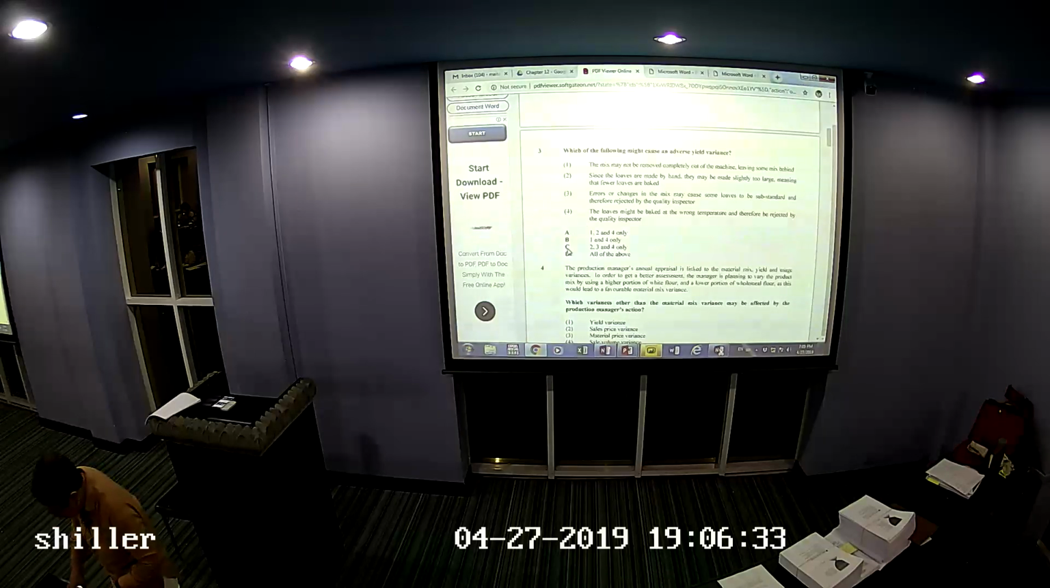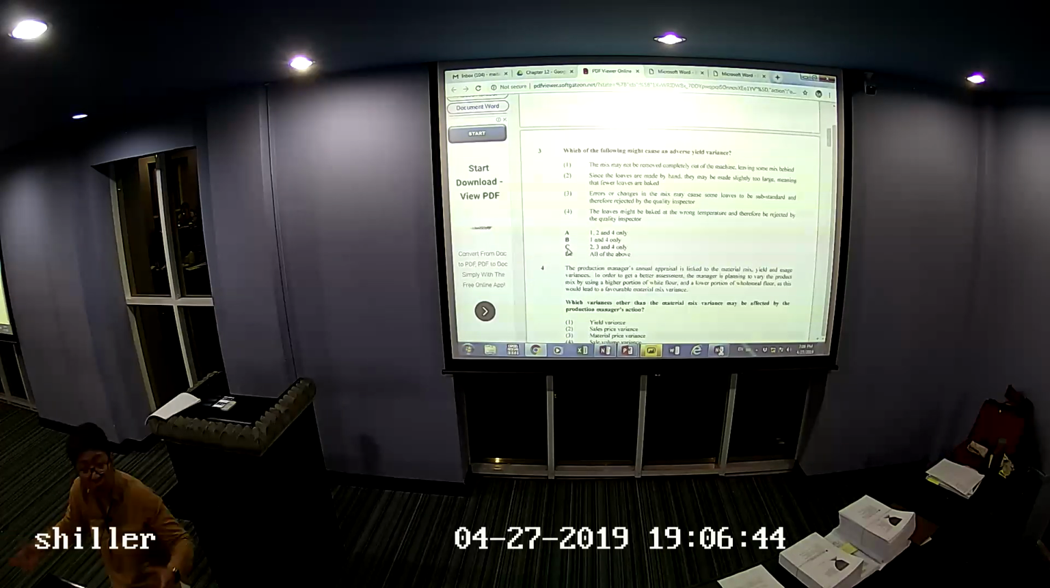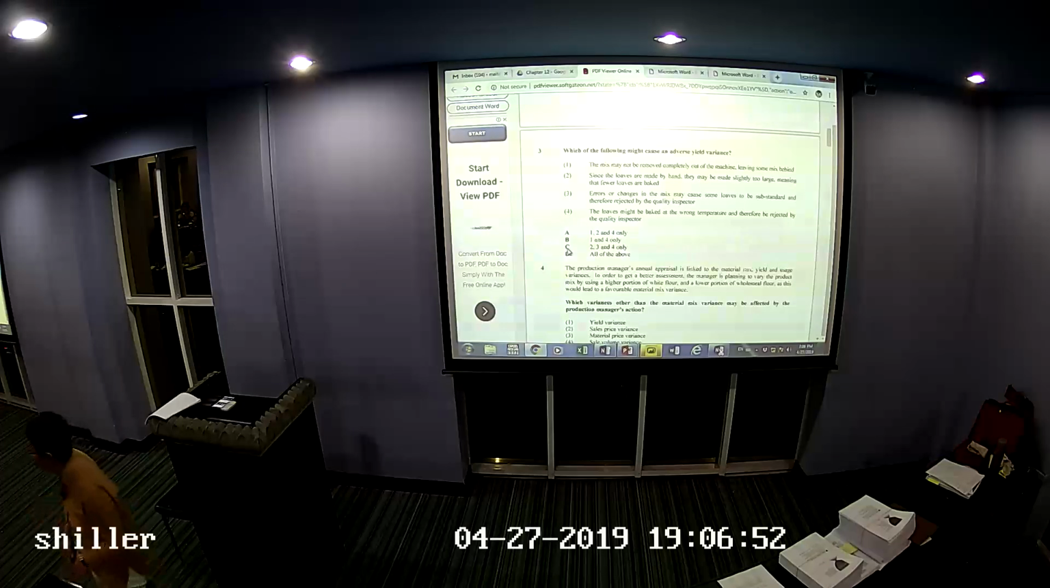Number 4, the loaves might be baked at the wrong temperature and therefore be rejected by quality control. In other words, wrong temperature, either too burned or too undercooked. You understand? So it will not be able to be sold. Yield will be lower. So all of them will cause an adverse yield variance.